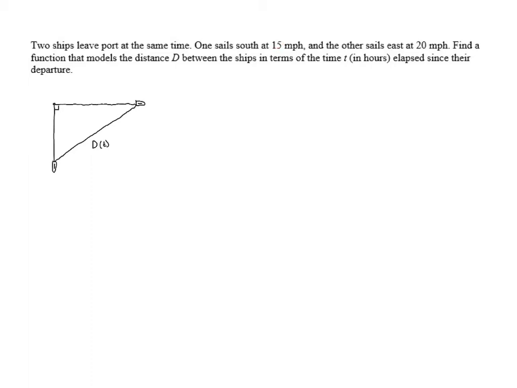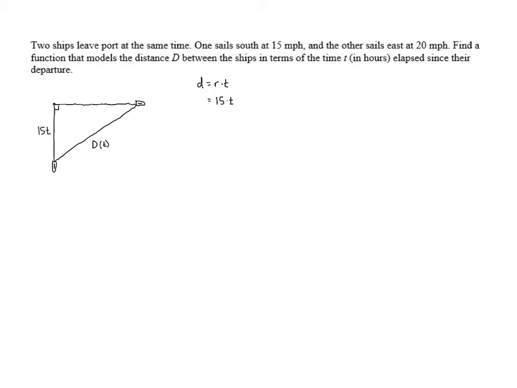Now, to find the distance after a certain amount of time, we have the relationship distance equals rate times time. Now, in this case, we are moving at 15 miles per hour. That's the rate or the speed. And the time we're told is t. So the distance that this ship has moved after t hours is going to be 15t.